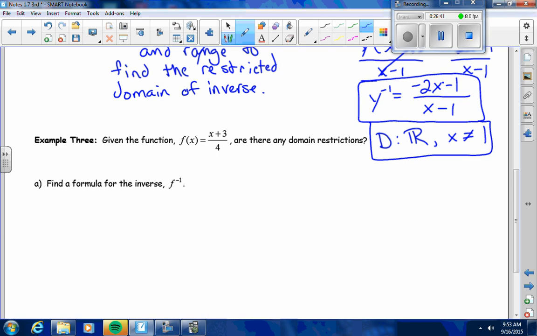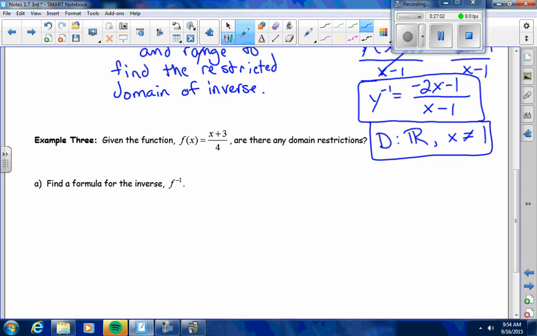You should always look at the original domain and range of the original function, just to be sure. Question? Yes. You can always use interval notation. Not required. Okay. Example 3.